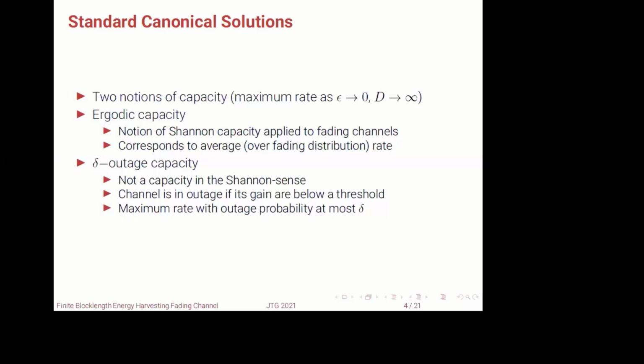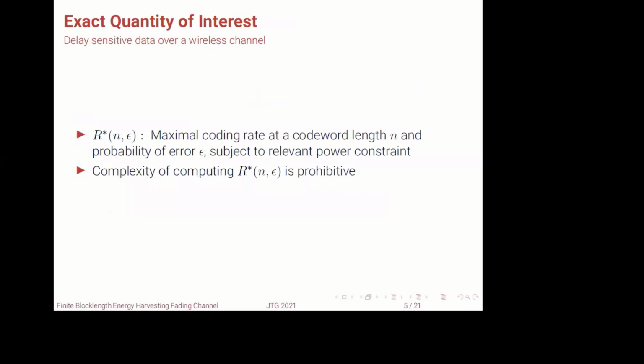Further, capacity is characterized by taking probability of error tending to 0. So, if we would like to have expressions for rate for a non-zero probability of error and a strict delay constraint, we need more refined metrics. So the exact quantity of interest in such a setting is the following. We call it R star in epsilon. It is the maximum coding rate at a given code word length n. So this is a proxy for delay, the physical layer code word length, and probability of error epsilon, subject to the power constraints that are imposed on the system.